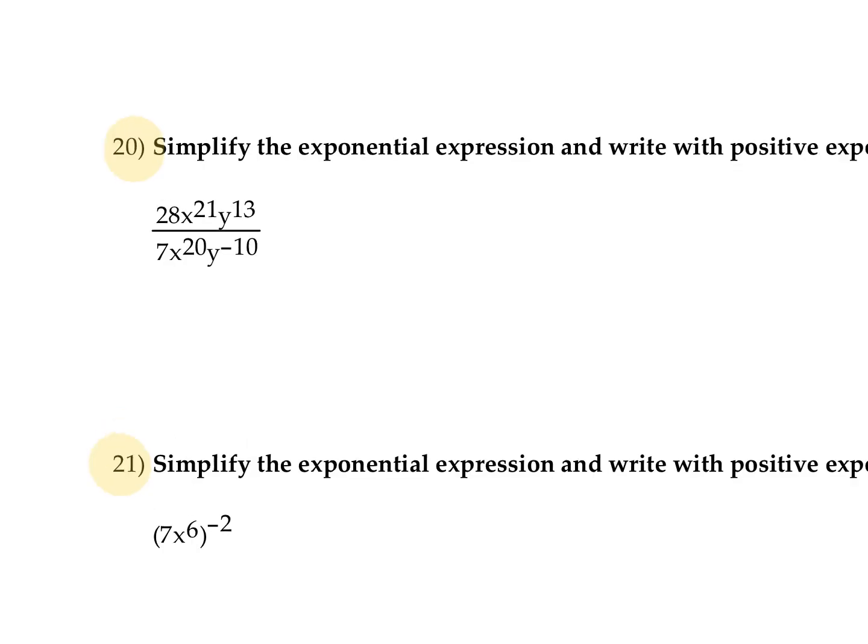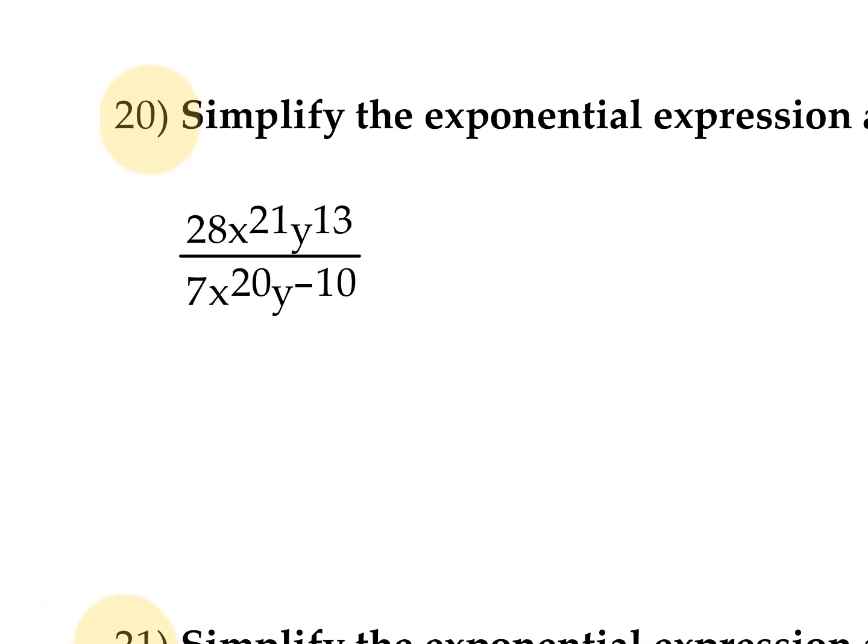All right, let's look at 20. What should I do first? Combine the numbers first. So can we divide 28 by 7? Yes. What do we get? 4. Awesome. Where's the 4 going to go? On the top or on the bottom? Top. So 28, we divide it by 7, we get 4. Then let's simplify the x's. So I'm dividing here. What do I do to combine these together? Subtract. So 21 minus 20 would be what? Do I put x to the power of 1? Nope, it's just x. So if your exponent is 1, you don't need it there.